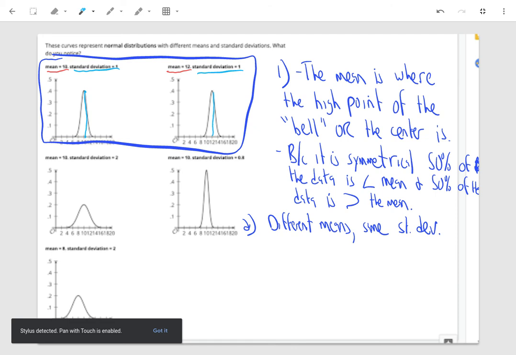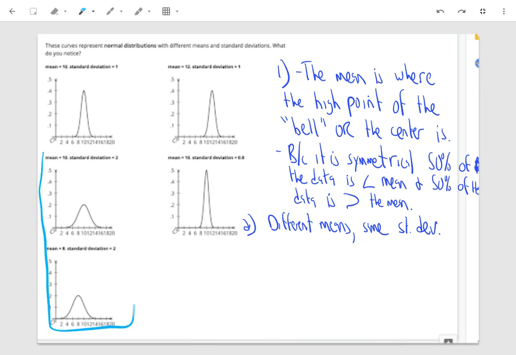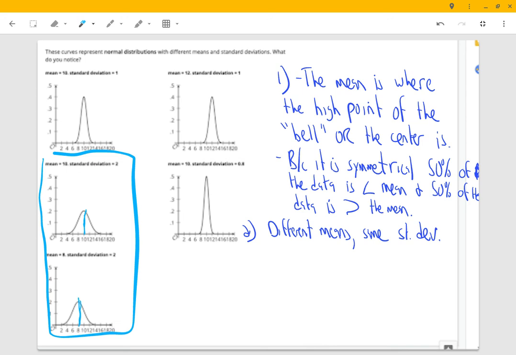We have another example with these two right here. Okay, notice they both have standard deviations of 2, but this one has a mean of 10, this one has a mean of 8. And again, we'll look at the centers. Here the center is at 10, this one is shifted over to the left 2 units, but other than that, they look exactly the same. So that is the main difference here.